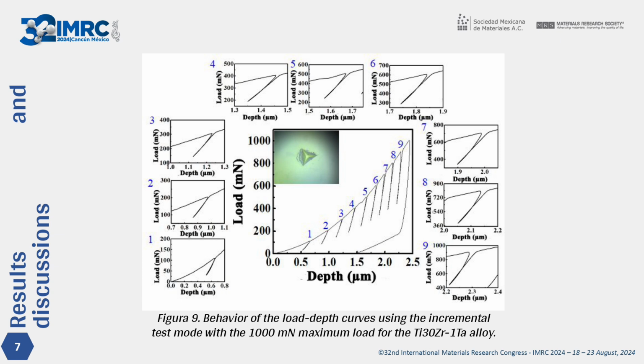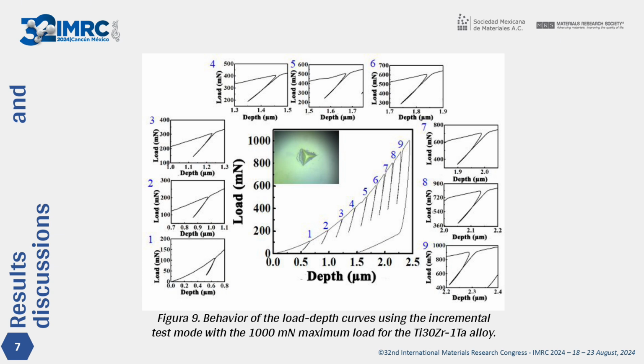The samples with 0, 1, 3, and 5 at percent of tantalum showed the property of superelasticity in most of their curves. The hysteresis loops in these samples indicate shape memory behavior, especially in the 1, 2, and 4 at percent of tantalum samples with the maximum loads of 50 and 500 millinewtons.